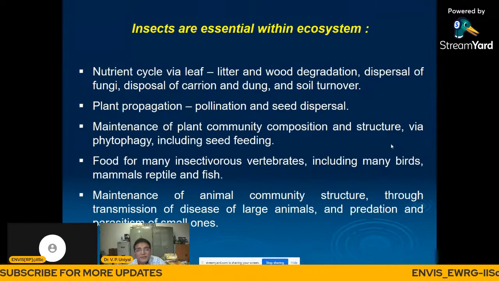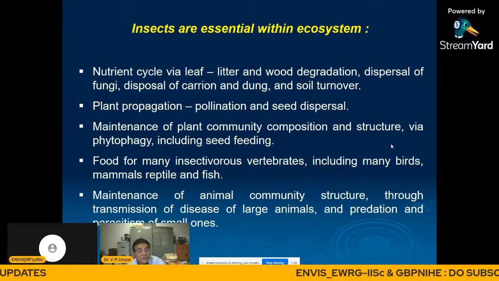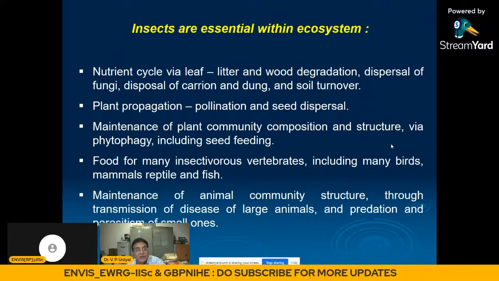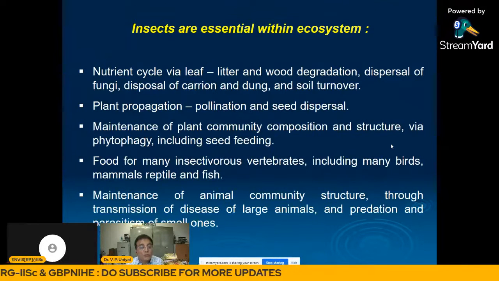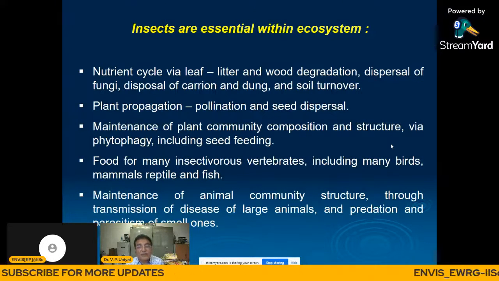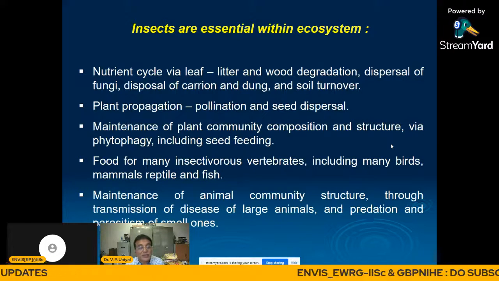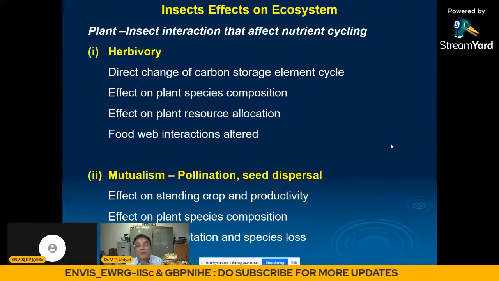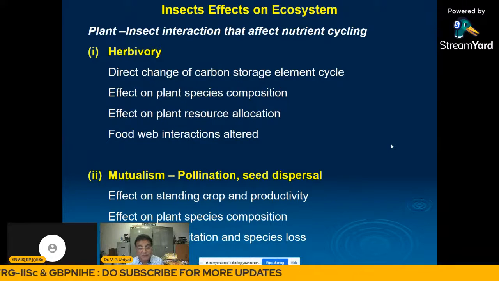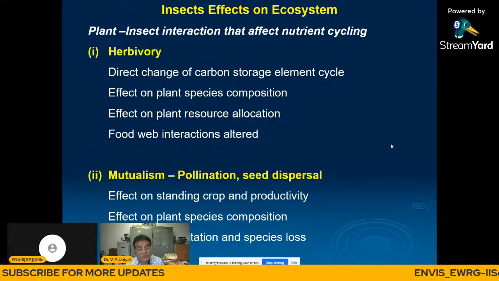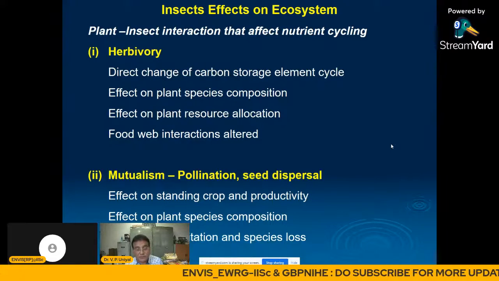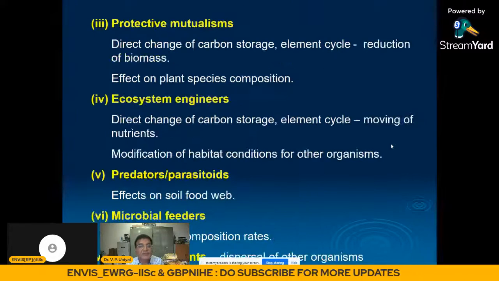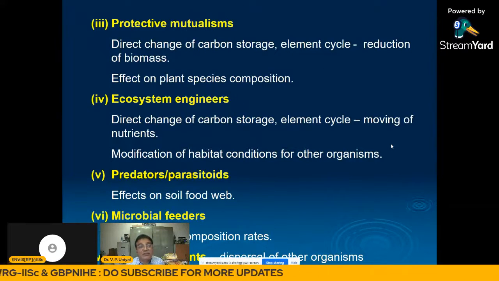They are nutrient cyclers: leaf litter and root degradation, fungal dispersal, dung decomposition and soil turnover, plant propagation, pollination and seed dispersal, maintenance of plant community composition, food for many insectivorous vertebrates, and maintenance of animal community structure through transmission of disease in large animals. They affect carbon storage and element cycles, mutualism, pollination and seed dispersal. They affect standing crop and productivity, plant species composition and recruitment, and limit species loss. They are the best ecosystem engineers.